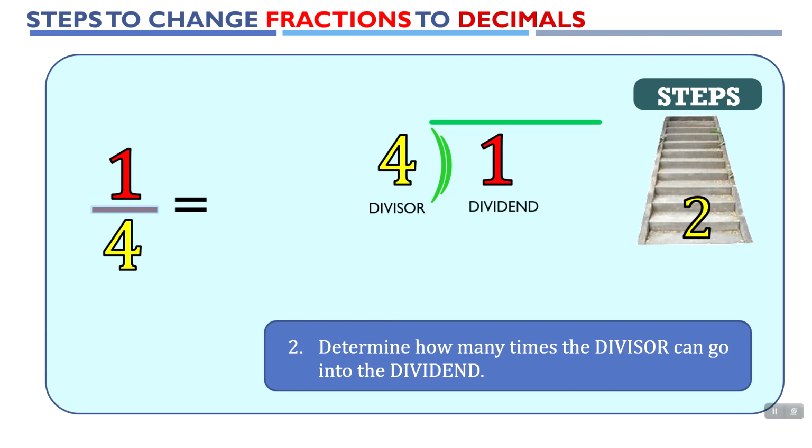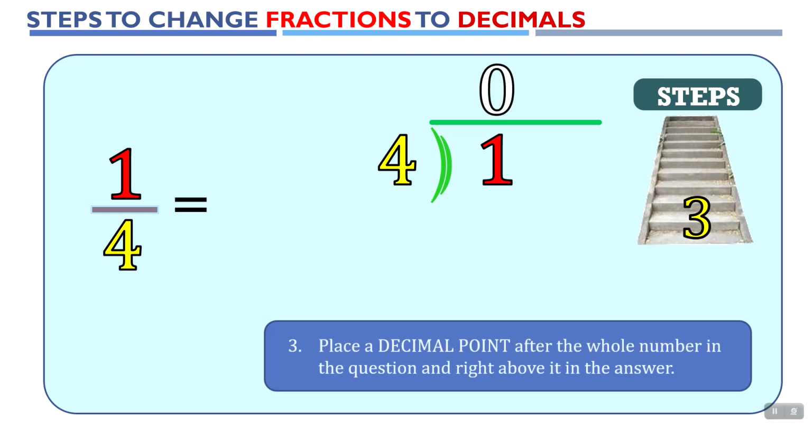How many times can 4 go into 1? That's the same as asking, if I had 1 circle, how many groups of 4 can I make? Well, I know I don't have enough to make a group of 4, so therefore 4 cannot go into 1, and we put a 0 in its place. Step 3. Place a decimal point after the whole number in the question and right above it in the answer. So we're going to place a decimal point after the number 1 and after the 0.